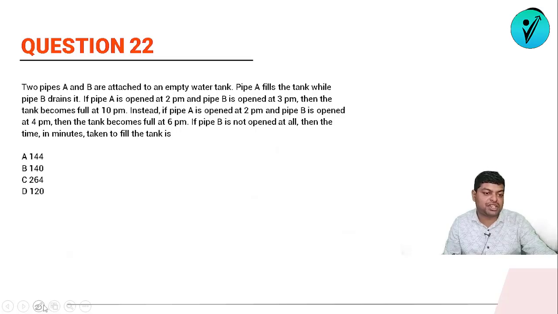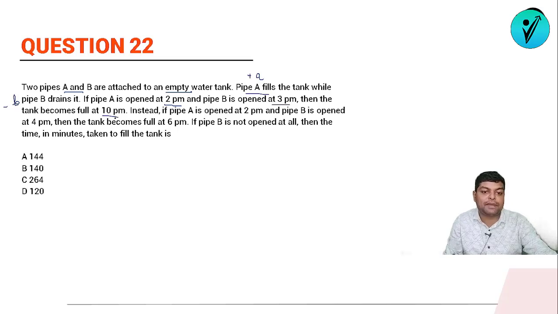Next question is question number 22. So two pipes A and B are attached to an empty water tank. Pipe A fills the tank while pipe B drains it. Okay, so we have two pipes, pipe A and B. So pipe A fills the tank, so efficiency of pipe A, let it be positive A, and pipe B drains, so let it be minus B. If pipe A is opened at 2 p.m. and pipe B is opened at 3 p.m, the tank becomes full at 10 p.m.